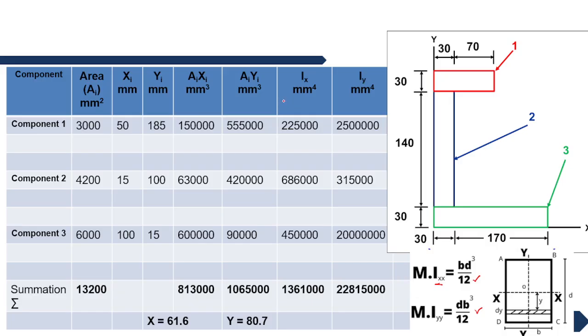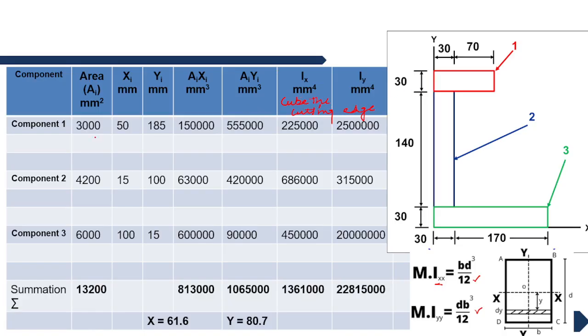The trick is: you should cube the side that the axis is cutting, the cutting edge. If you remember this, you can easily find the moment of inertia about the centroidal axis of any section. Okay, so let us see how.